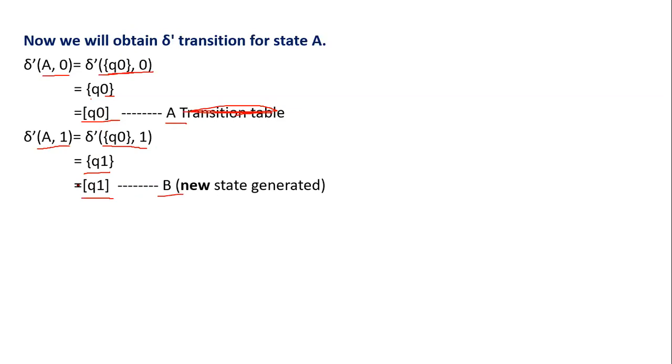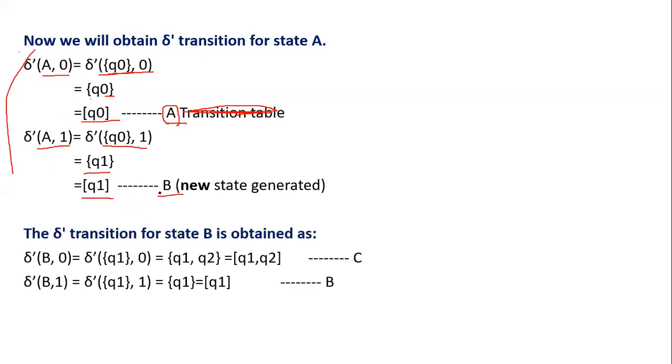Okay, then now I have the new state B, right? State A has already arrived. I have done the transition function for A with the input symbols 0 and 1. Now my new state B has arrived. For that also we have to do the same process, the transition function. B comma 0, B comma 1. Here, the delta transition for the state B with 0 is obtained as: delta of B comma 0 is nothing but what? Q1 comma 0.